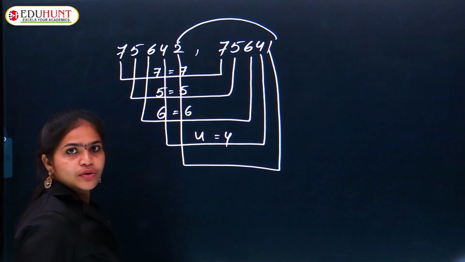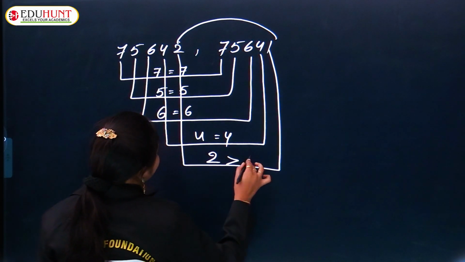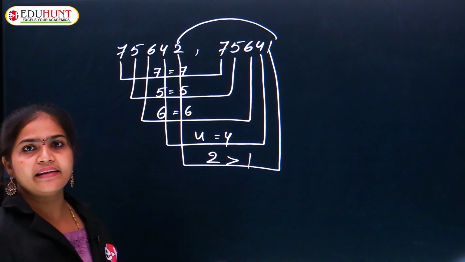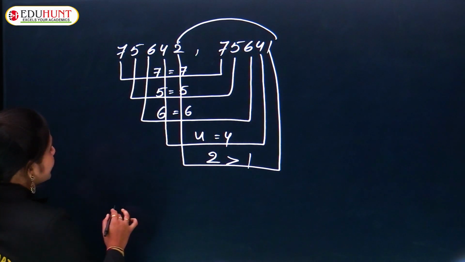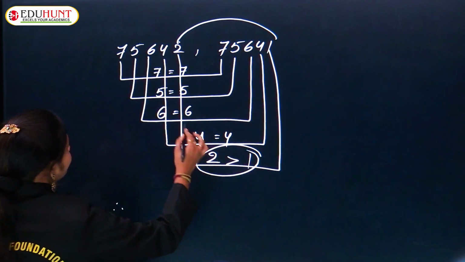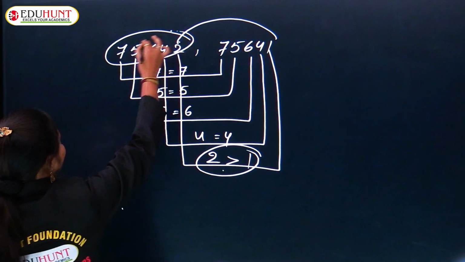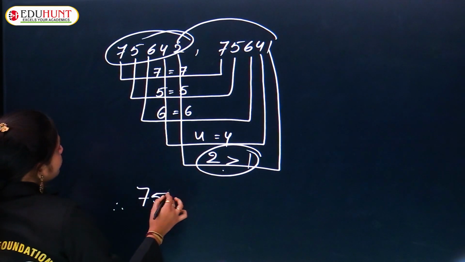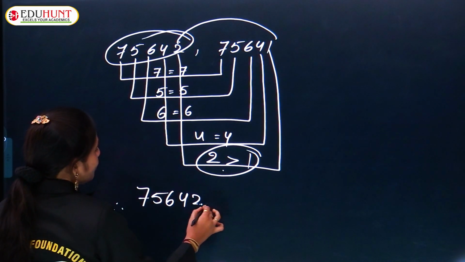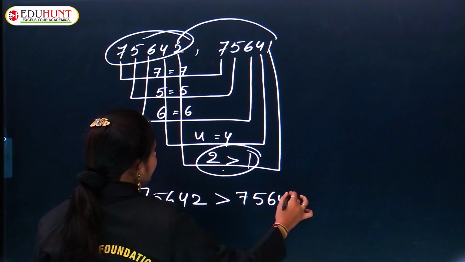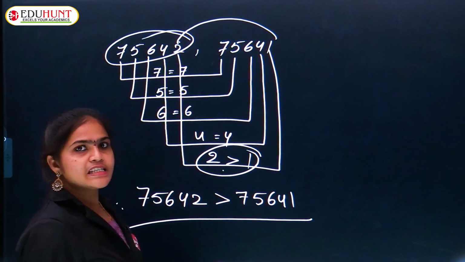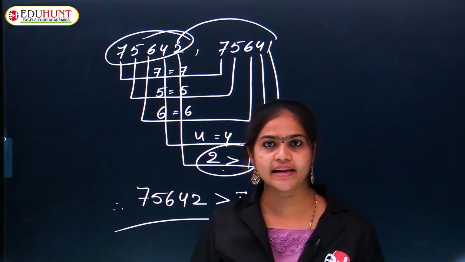2 and 1. Here 2 is greater than 1. Understood? Now finally what we can say from this one: 2 is greater than 1 means 2 is there in that first number. Then here 75,642 is greater than 75,641. In this manner you have to do the comparison.